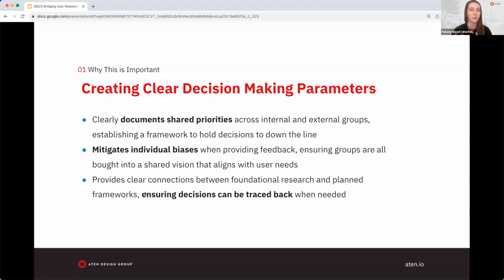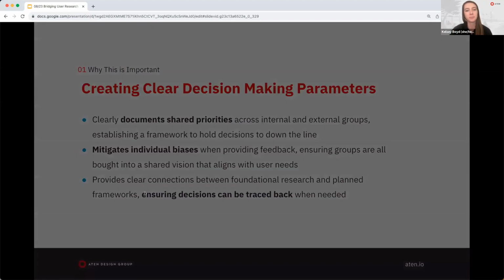So we're going to be looking at providing clear connections between foundational research and planned frameworks. And in terms of frameworks, we really mean those site structures like the menus, the wireframes, and really making sure that in all of that, we can have those decisions be traced back when needed, and can really understand what those underlying decision-making values and goals are that really inform the deliverables and materials you see down the line.